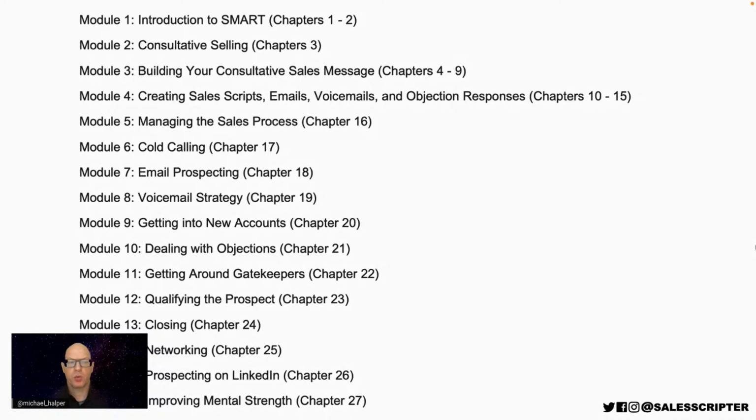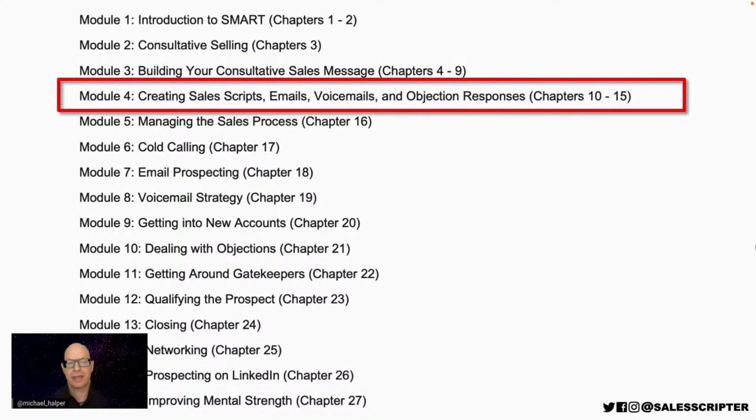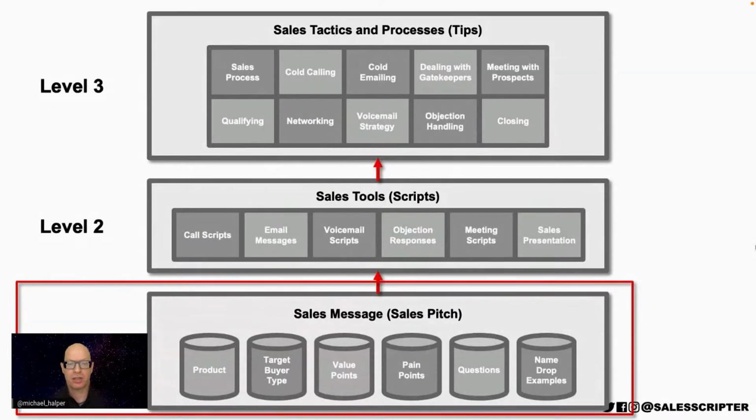This is module 4 in the Smart Sales System training program. In the previous training module, we went through a process of how to build your consultative sales message. And in this module, we're going to take that sales message and use it to create scripts, emails, voicemails, and objection responses, which might sound like a lot of work. But the reality is this is going to be a very short, brief, and easy training module because all the work has already been done.